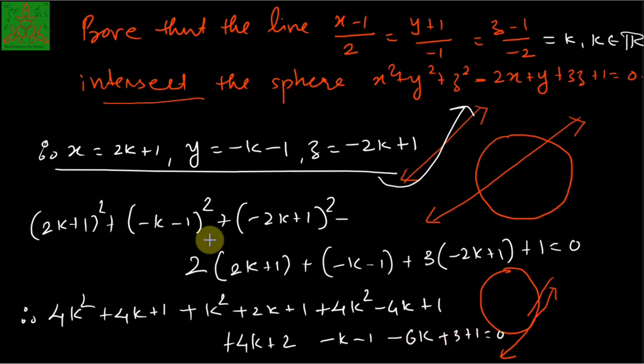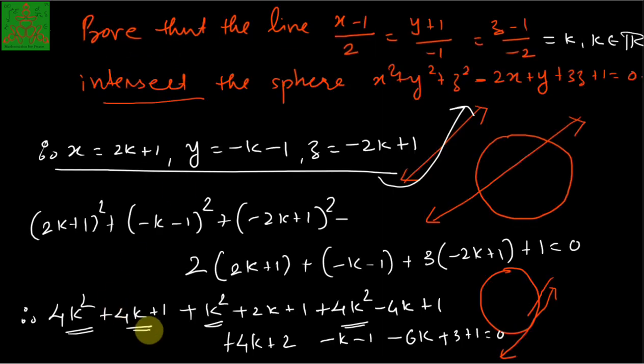So what is the coefficient of k square? The k square is coming in three places, so we'll have 9k square. Then 4k minus 4k will get cancelled. This is 2k and this is plus 4k, this will be minus 4, minus 6k, so that will be cancelled. So the only term of k left is minus k.